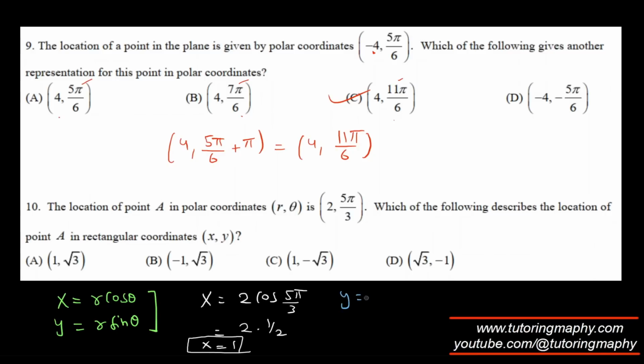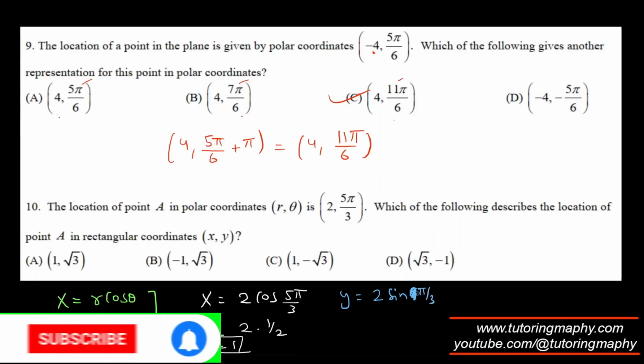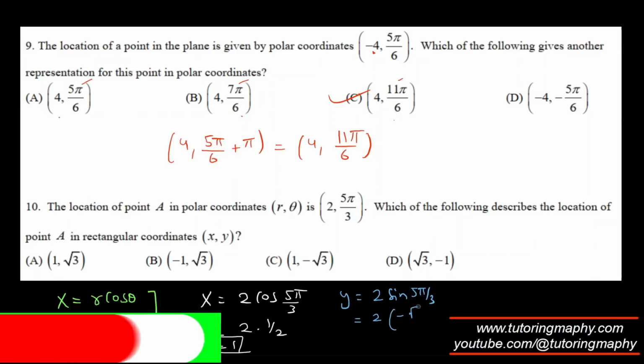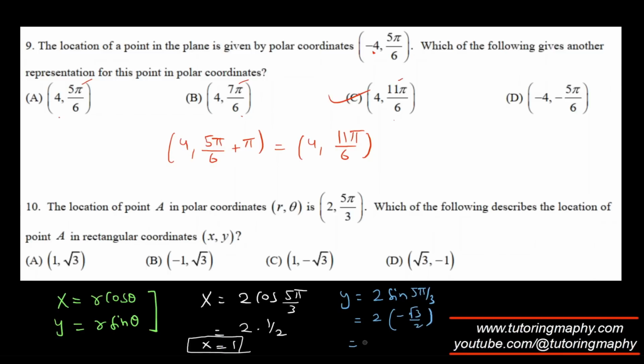and y is r sine theta, which is 2 sine 5 pi over 3. If I ignore the 5, then sine pi over 3 is root 3 over 2. 5 pi over 3 is in quadrant 4, where sine is negative, so negative root 3 over 2. So the answer is negative root 3. Y is equal to negative root 3. So 1 comma negative root 3 is option C.